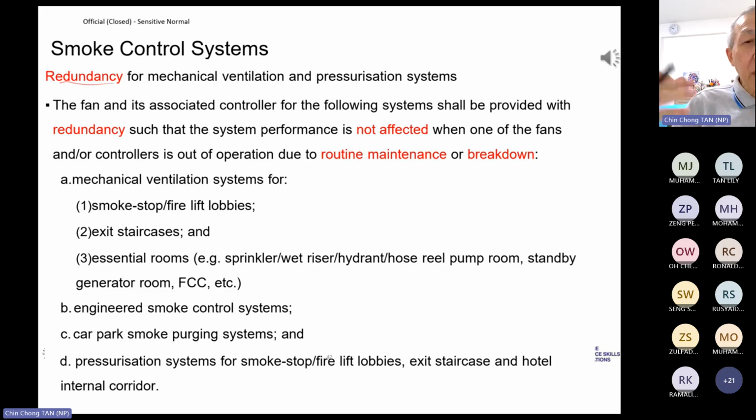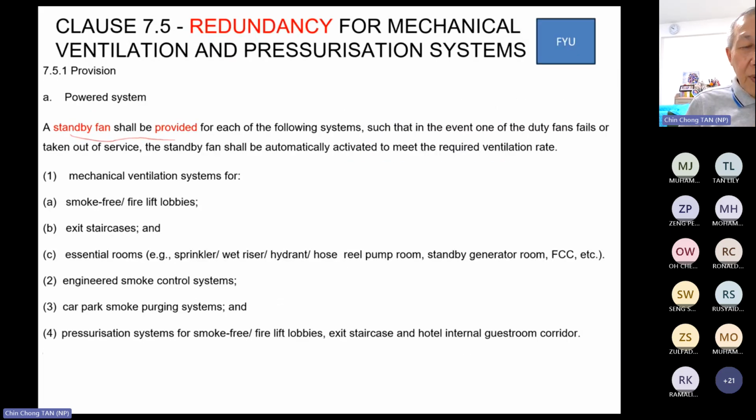Redundancy means you must have extra fan in case one breaks down, the other can take over. It may sound foreign to some, but it means that you must have a backup in case one is under routine maintenance or breakdown, then the other can take over. So this one is the code for redundancy, clause 7.5. A standby fan must be provided for each of the following systems.